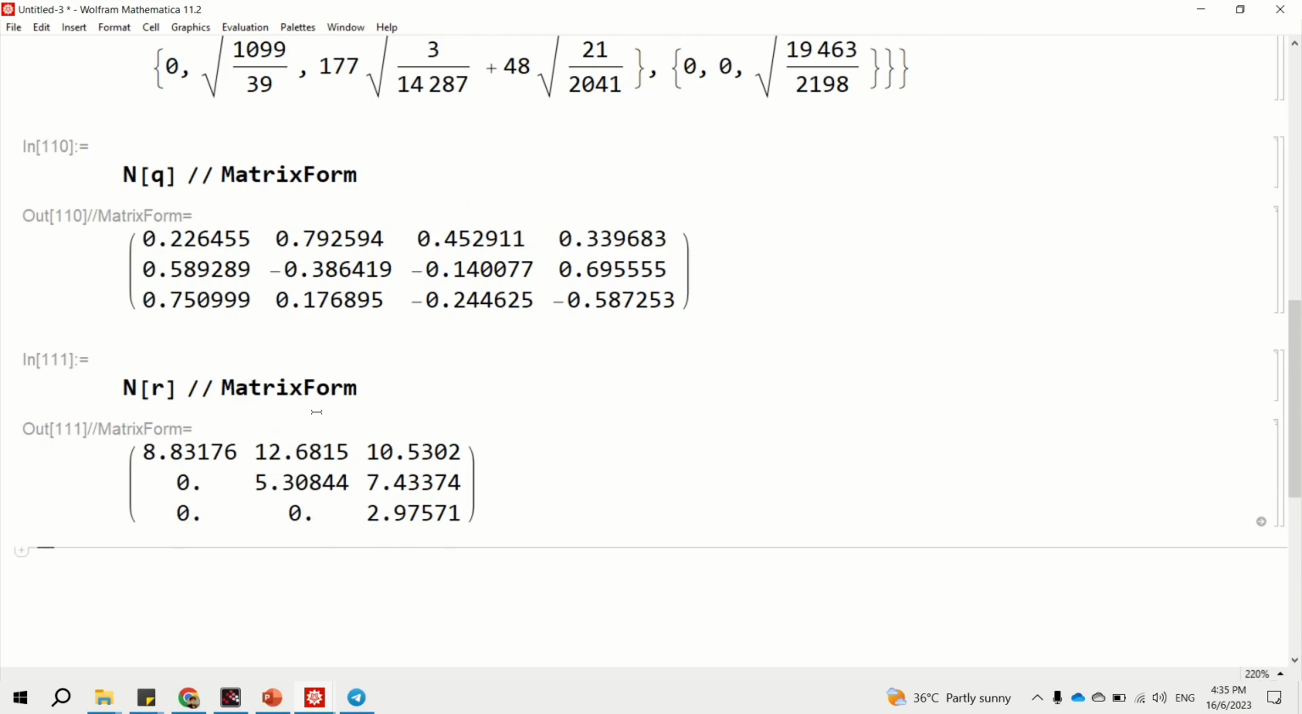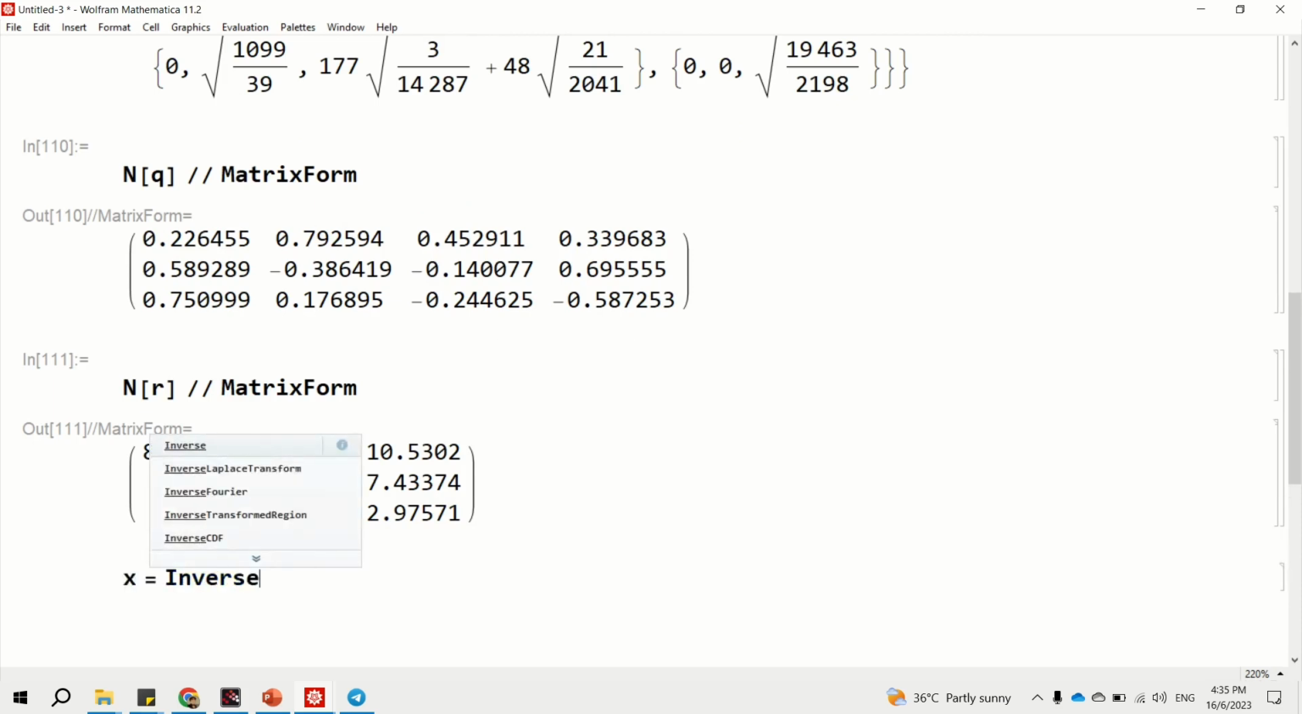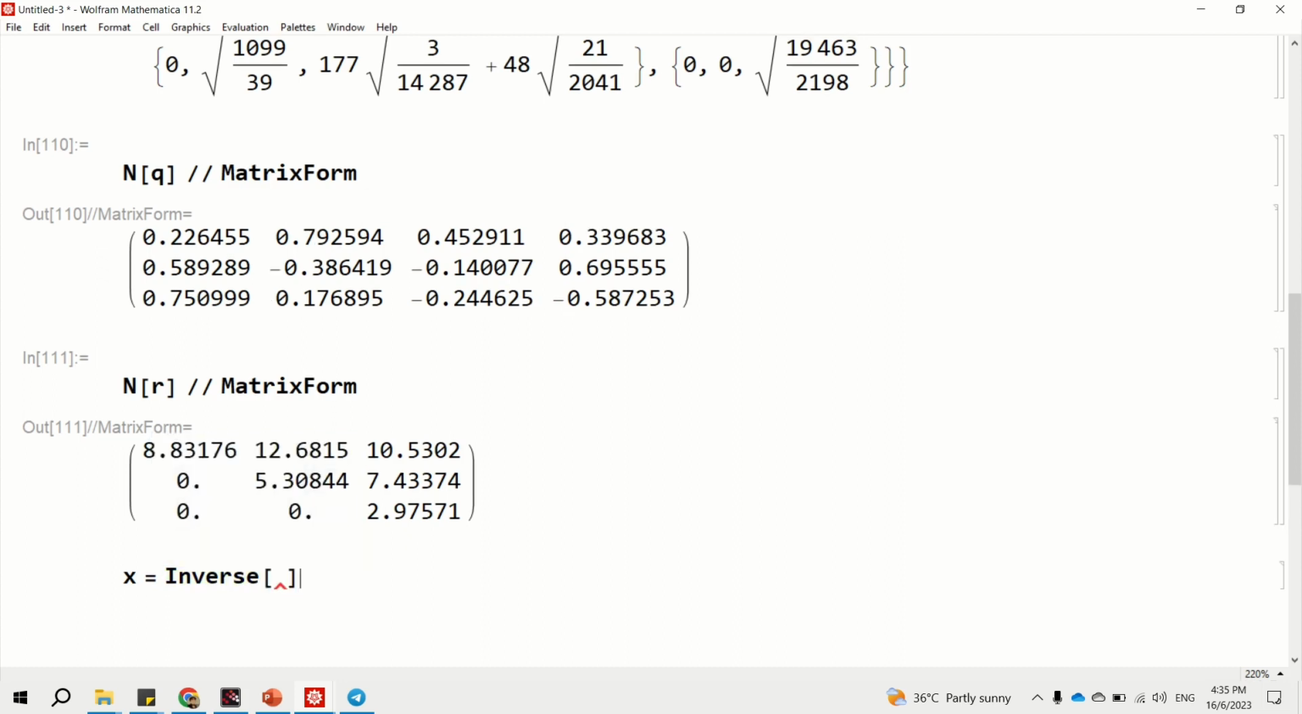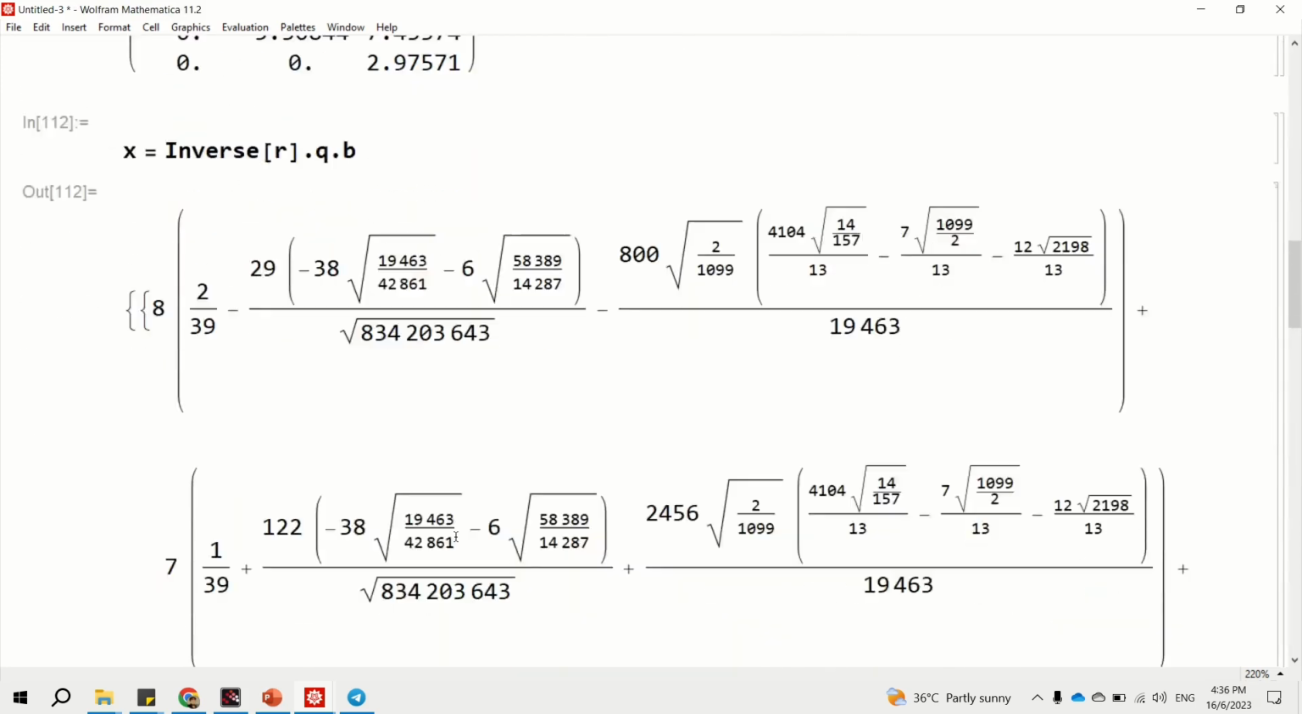So to find the value of x, I just put x equals inverse R times Q times B. I put this command here because from the formula, R times X equals Q times B. So to find the value of X, it is the inverse of R times Q times B. So this is the reason I put inverse here. By pressing Shift Enter, this is the value of X actually.